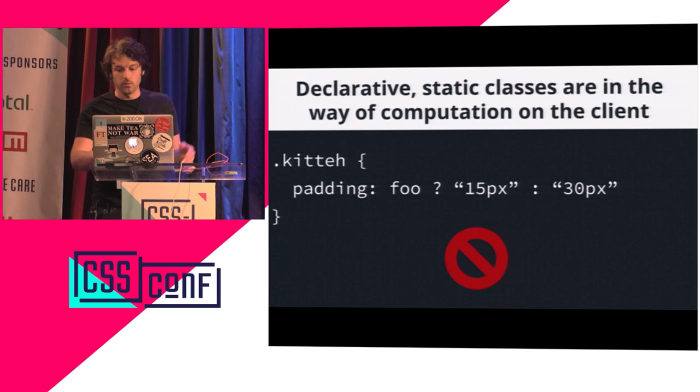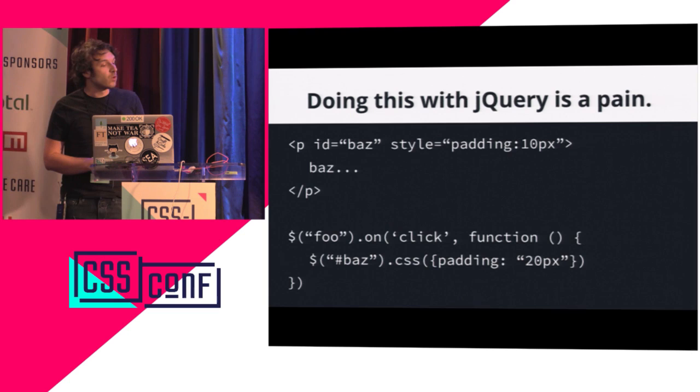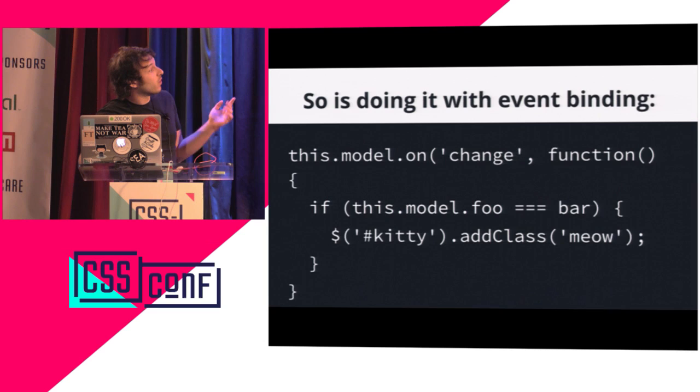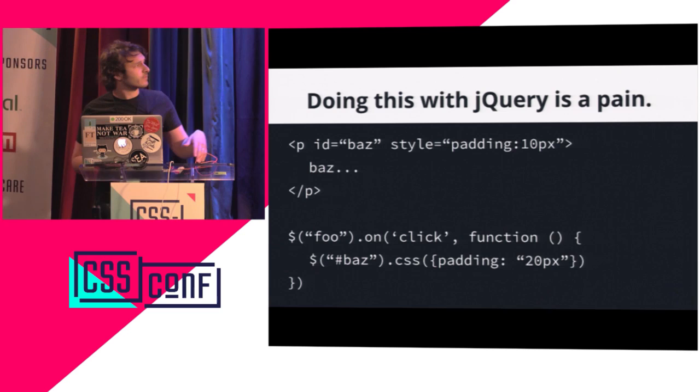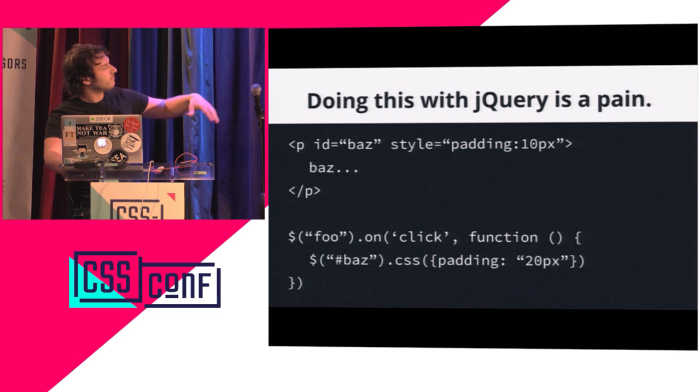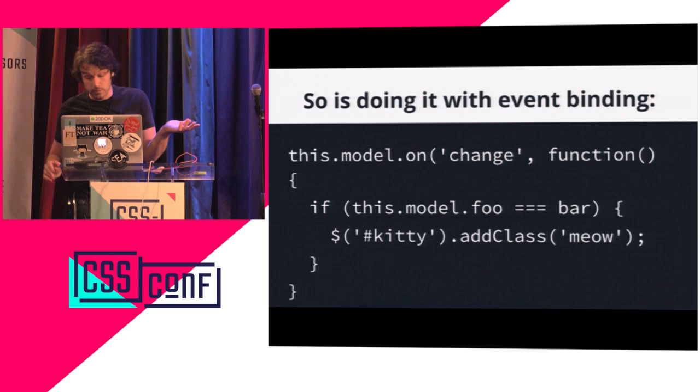And doing this with jQuery is a pain. If you want to do this with listeners, same thing with event binding in Backbone, you would need to attach an event listener like click or change or hover, things like that. And then you would need to change the CSS in response to data changes. And this is a lot of what we've been doing in Backbone.